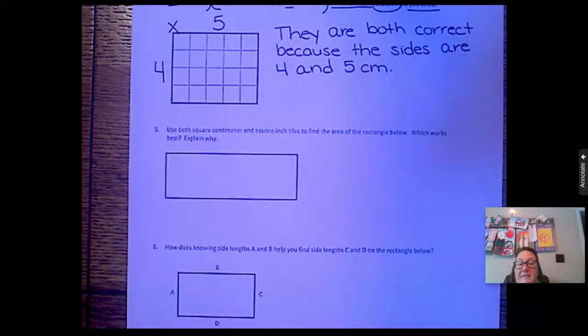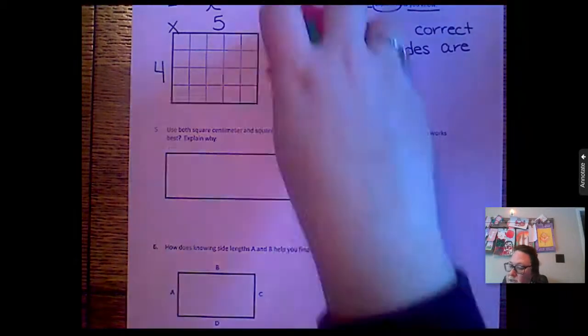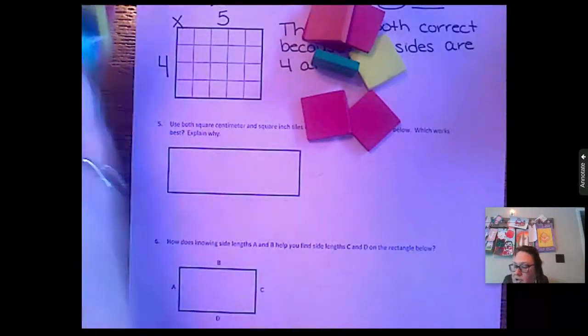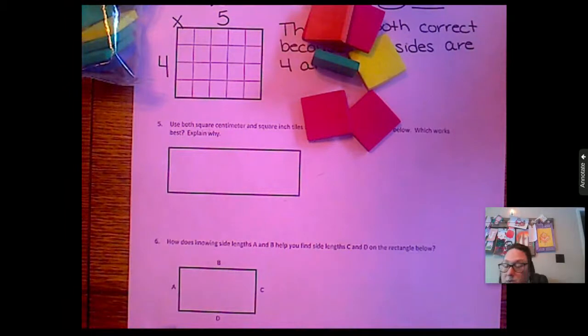Look at number 5. If you need to pause it and finish that up, please do so. Number 5 says use both square centimeter and square inch tiles to find the area of the rectangles below. Which works best, and explain why. I was going to say I don't have these at home with me, but I do have my square inch tiles. Okay, so if you want to use your square inch tiles as well, you could try it with your ruler.